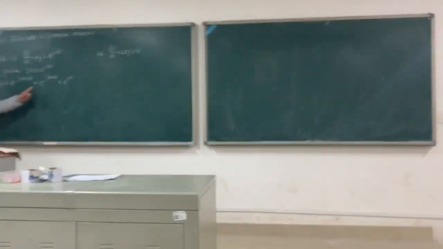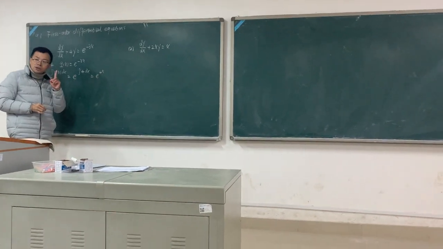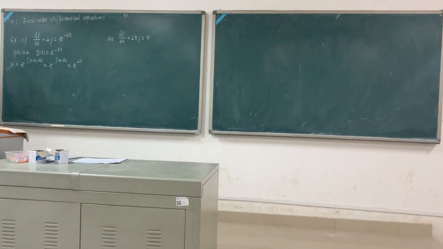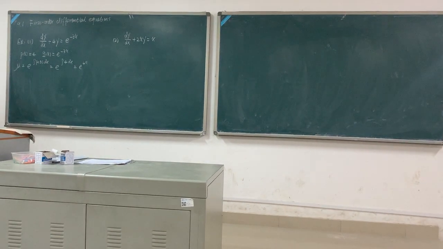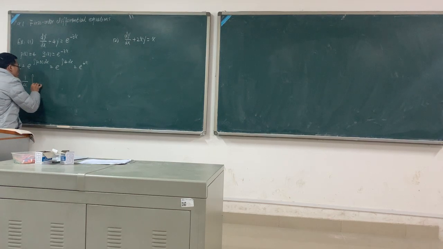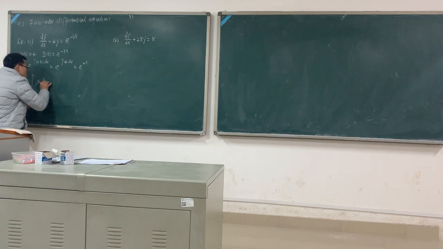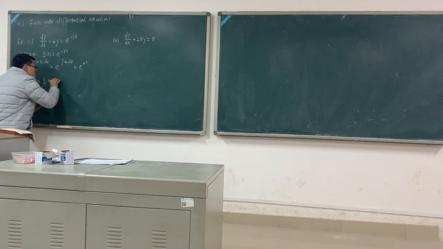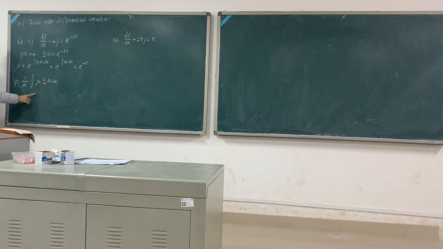So mu is e to the power 4x. Here we can use the formula. If you can remember the formula, you can use it directly. The formula is y equal to 1 over mu times the antiderivative of mu times q(x) dx. This is the formula.